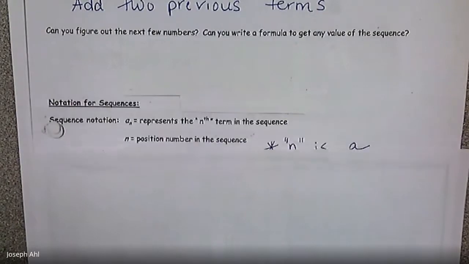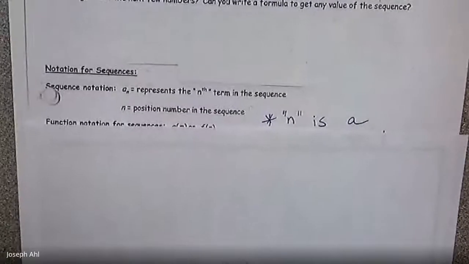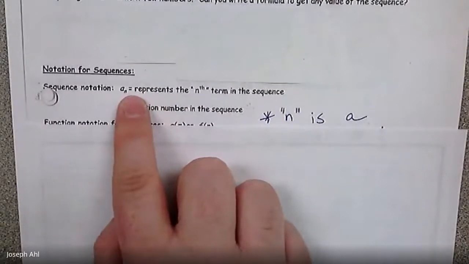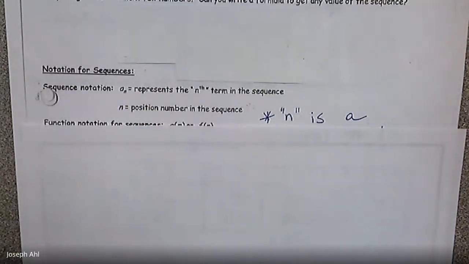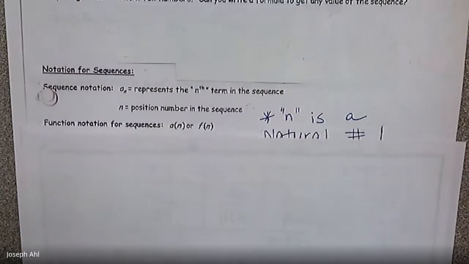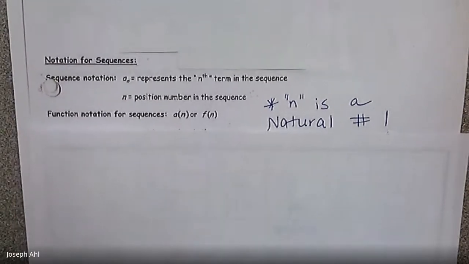There are really two major notations that you'll see. One is what I would call sequence notation, which I would read as a sub n. And a sub n with that little subscript represents the nth term in the sequence, and n is the position number in the sequence. So if I said a sub 3, then I would be talking about the third term in the list, okay? And n has to be a natural number, by the way. Natural numbers are 1, 2, 3, 4, all integers that are positive. So we can't have like a 3.5. There's not a 3.5 term of the sequence, which I think makes sense.